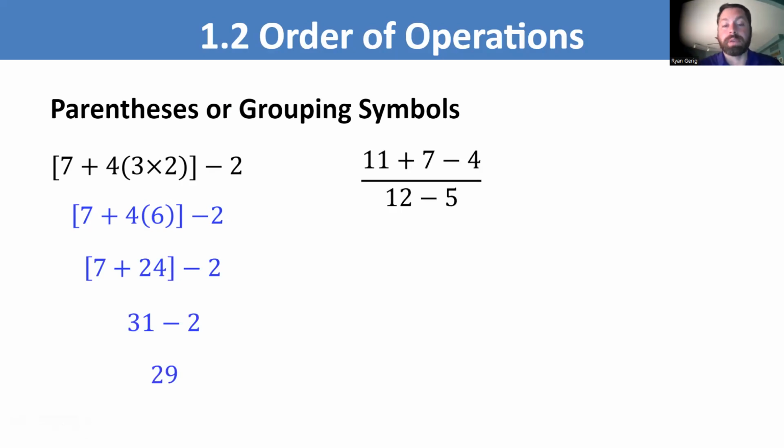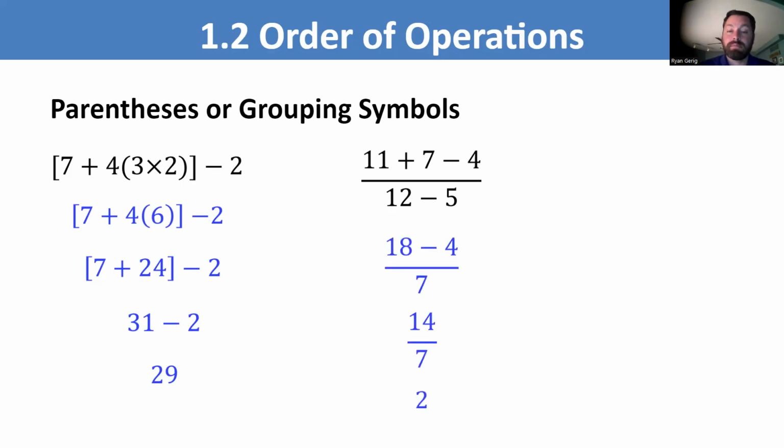Another way you can see grouping symbols is with a fraction bar. The numerator, which is the 11 plus 7 minus 4, is done first, or as one unit. The denominator, which is the 12 minus 5, is another unit. We don't combine the numerator and the denominator until the very end. And so all the work is going to show here.